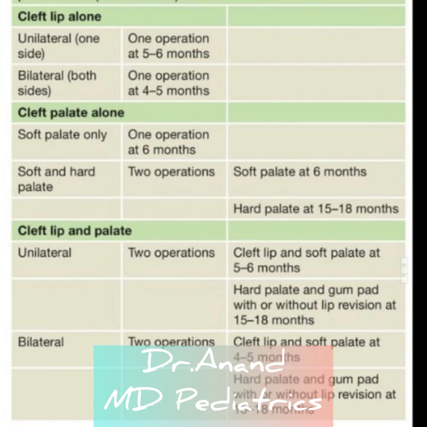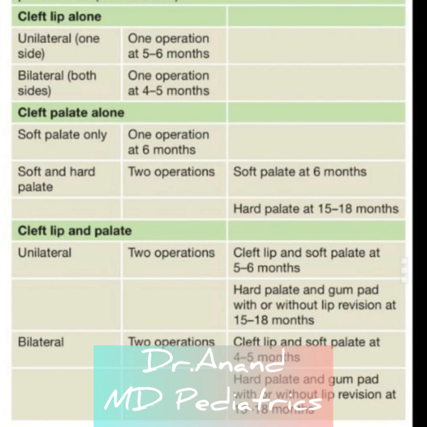And last, cleft lip and palate together, then again it depends. Is it unilateral or bilateral? If it is unilateral, you will do two operations: cleft lip and soft palate at 6 months, and hard palate and gum pad at 15 to 18 months. Whereas for bilateral cleft lip and palate, again two operations: cleft lip and soft palate at 4 to 5 months, and hard palate at 15 to 18 months.